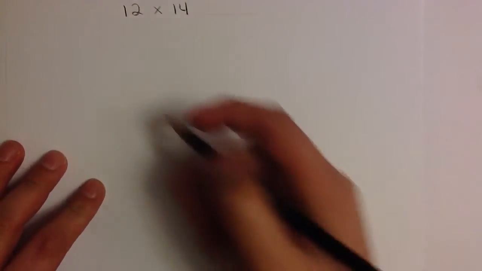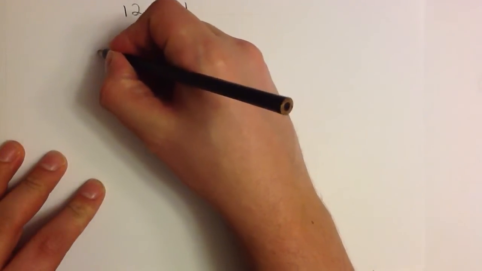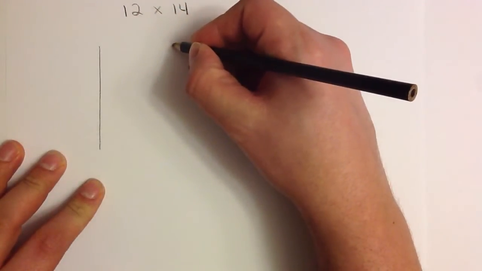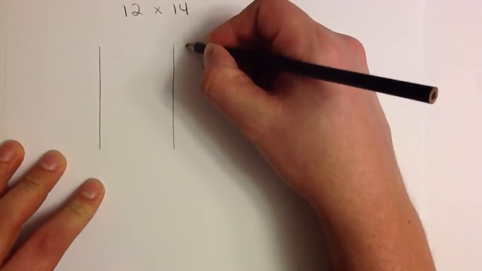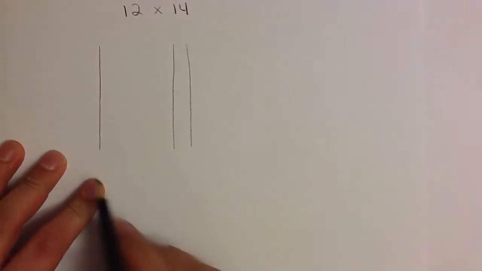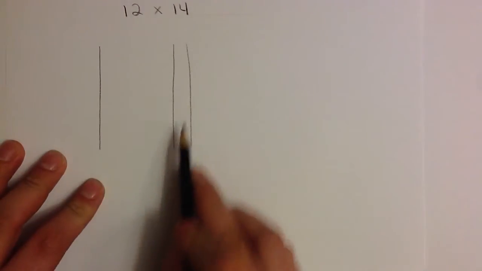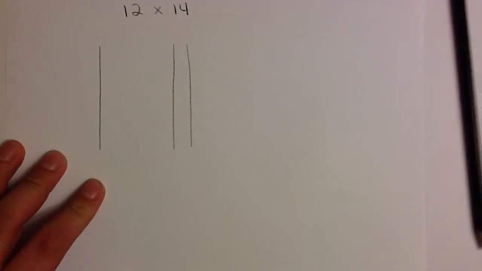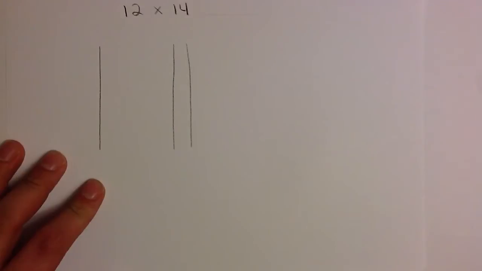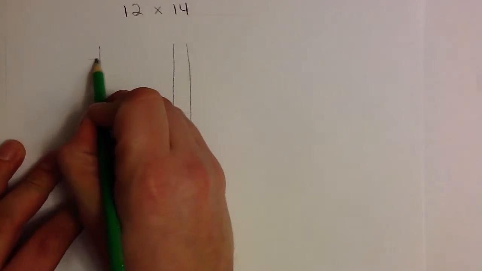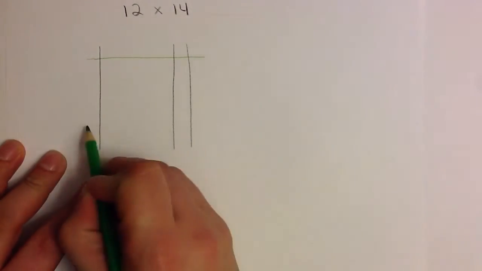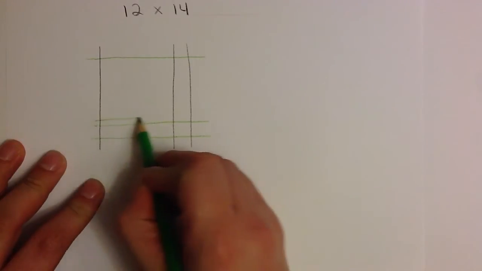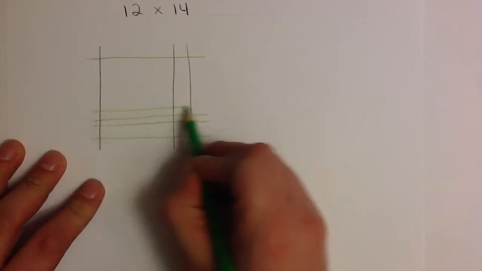And to do this, we need to represent 12. We can represent 12 by a line, and then two more lines. So that's for the 1, that's for the 2. So 1, 2, 12. Now we're going to represent the 14. So the 14 is going to be one line, and then four lines. 1, 2, 3, 4.